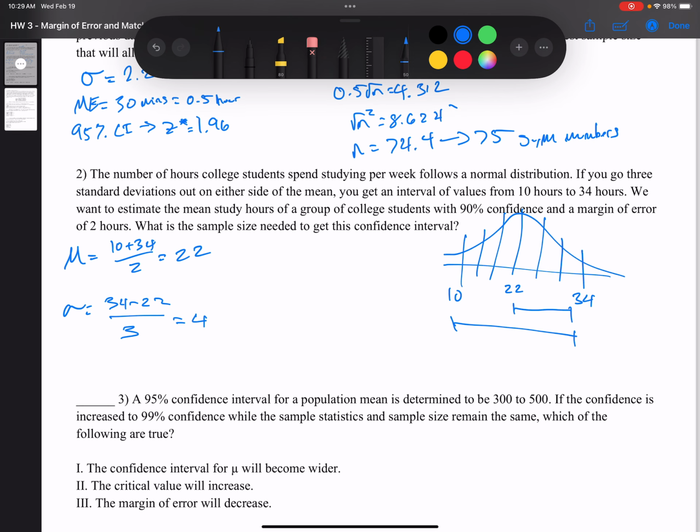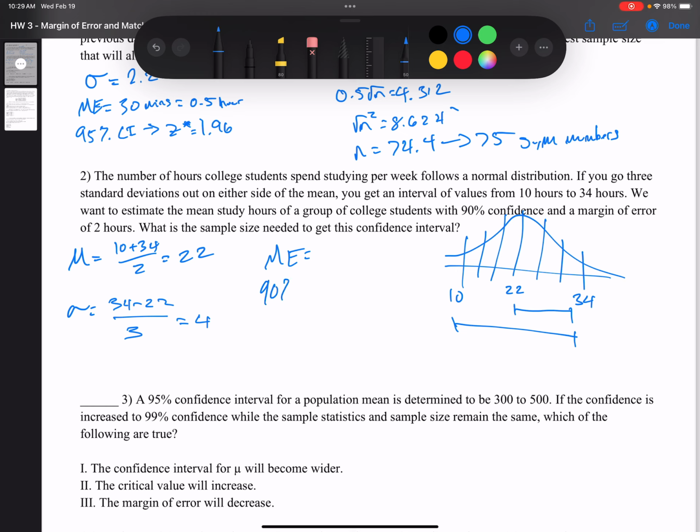Anyway, we know we want a margin of error of 2 hours. So that means our 90% confidence interval is going to give us a Z star of 1.645, and we want the margin of error to be 2.